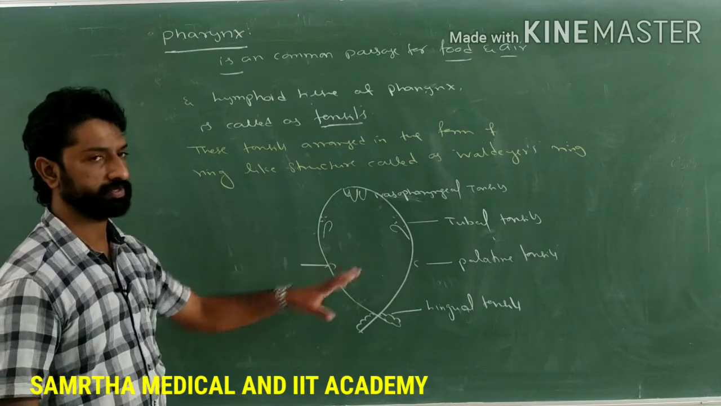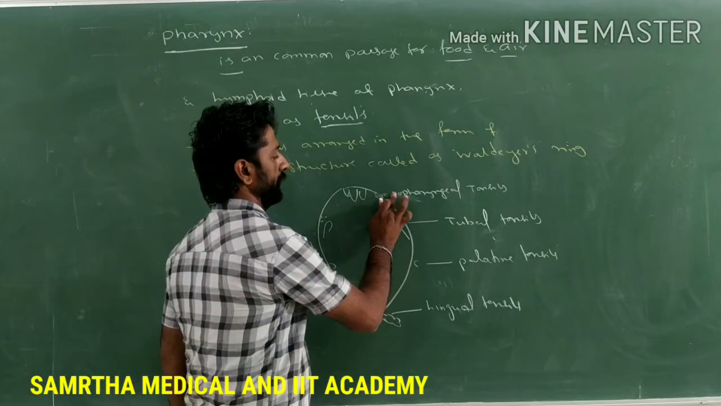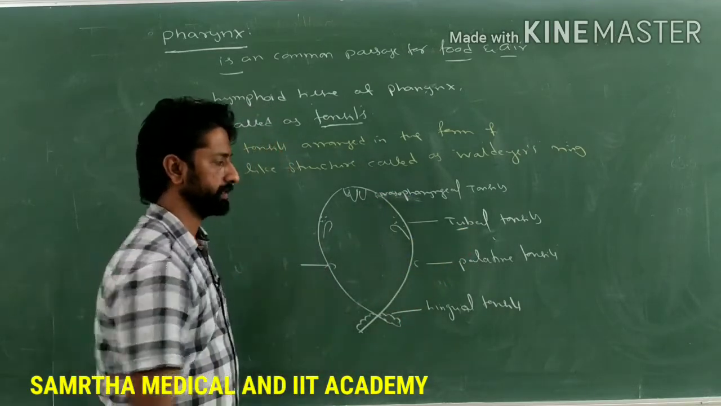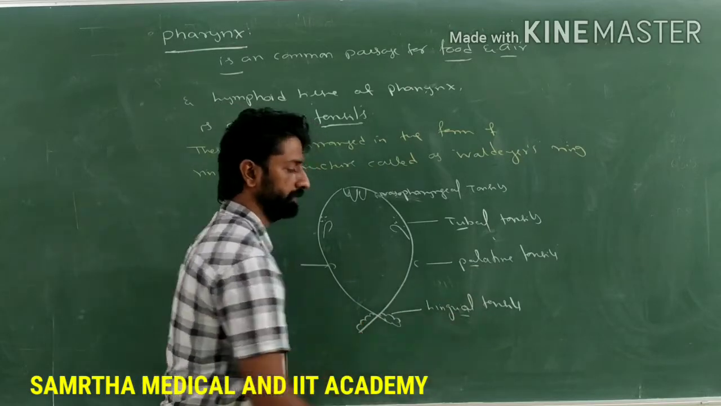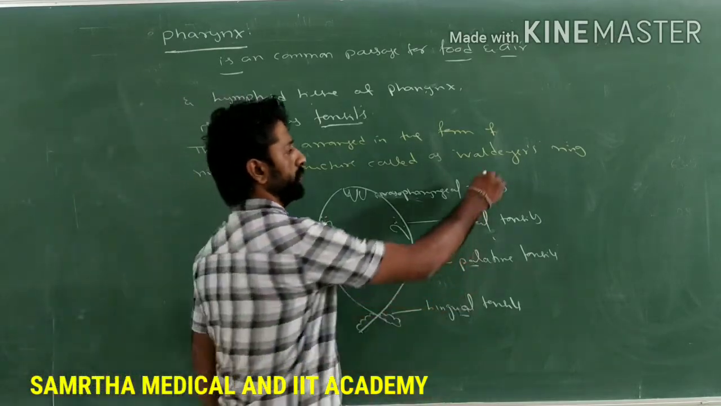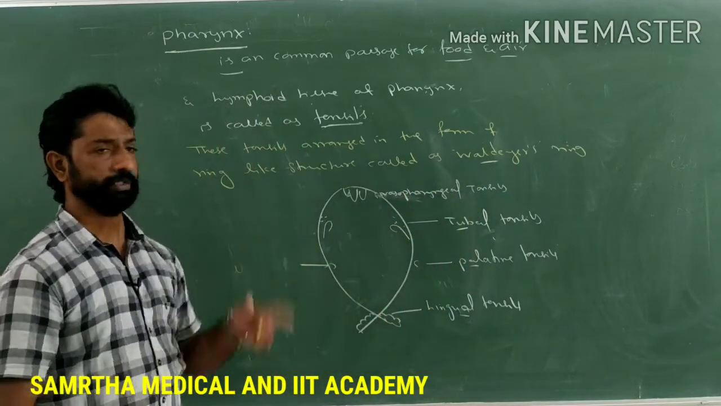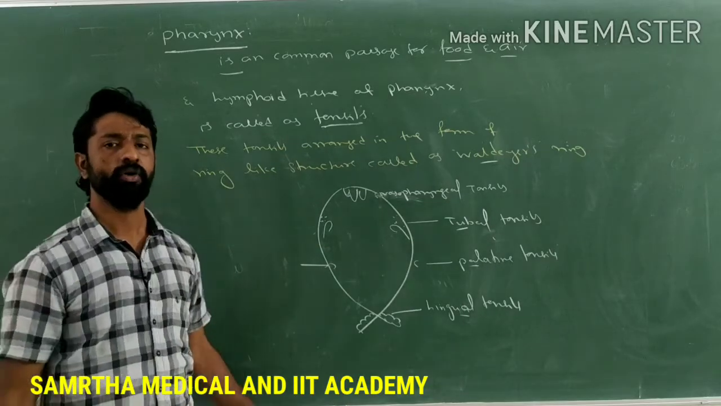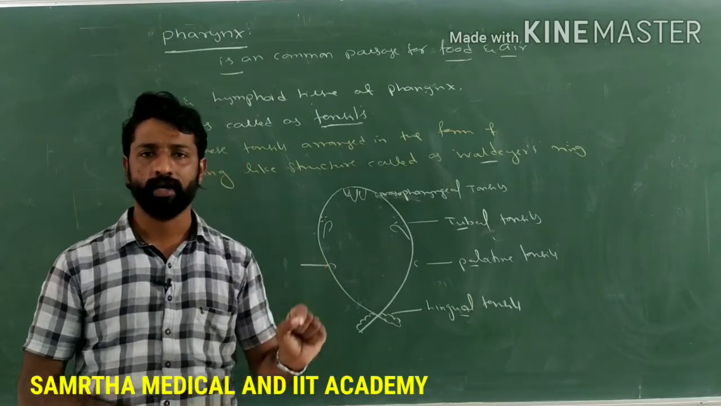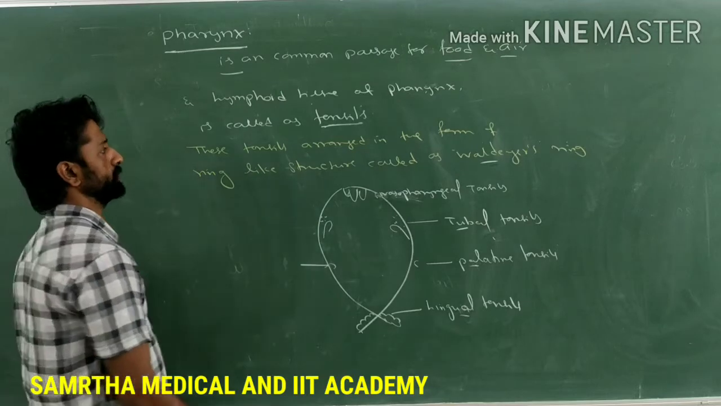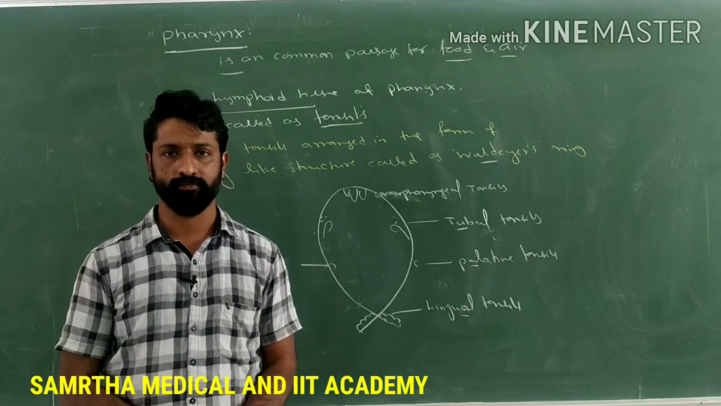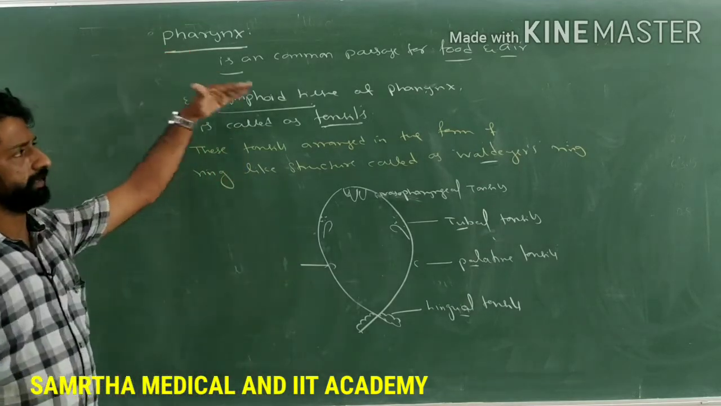How many different types of tonsils are there? Nasopharyngeal tonsil, tubal tonsils, palatine tonsil, and then the lingual tonsils. Their arrangement gives a ring-like structure that is called Waldeyer's ring. Remember, this is also one of the most frequently asked questions for the NEET examination. Waldeyer's ring refers to the arrangement of tonsils at the pharynx region. Tonsils are masses of lymphatic tissue present at the pharynx region. Okay.